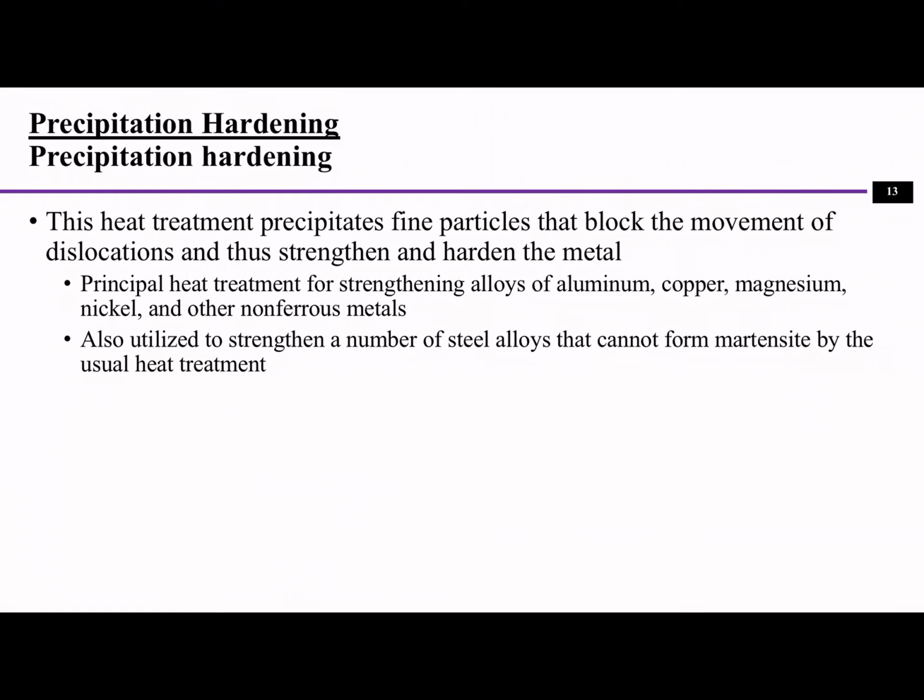And precipitation hardening. It's a heat treatment that precipitates fine particles that block the movement of dislocations, and then strengthens and hardens the metal. This is also a principal heat treatment for strengthening alloys of aluminum, copper, magnesium, nickel, and some other non-ferrous metals. But it can also strengthen steel alloys, because some steel alloys actually cannot form martensite by using heat treatment.